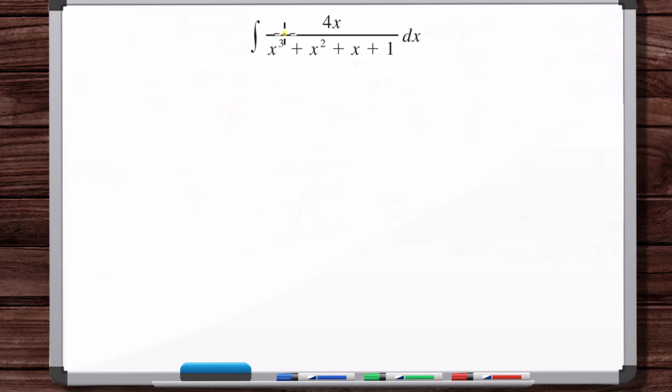Okay, so we've got a rational function here. The order of the numerator is less than the order of the denominator, so we want to do partial fractions on this. And so the first step is going to be to factor the denominator.